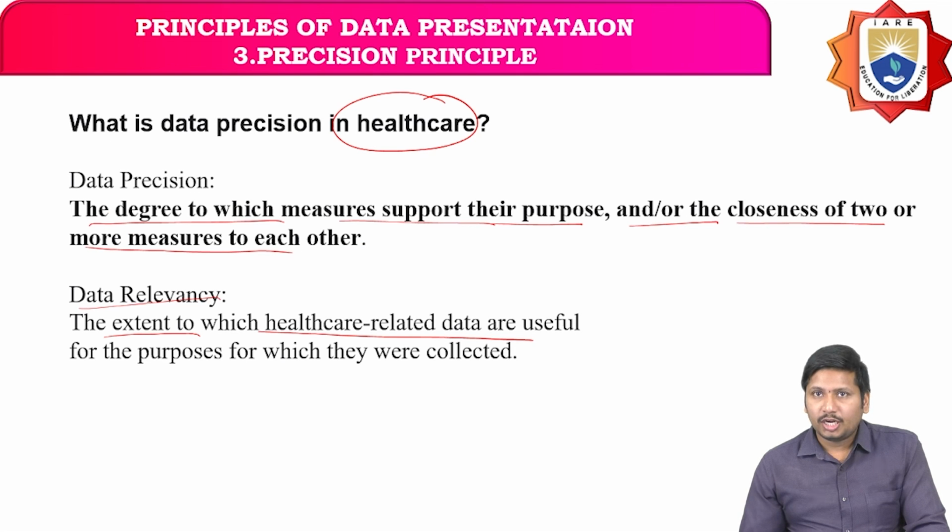And what is data precision in healthcare normally? It is the degree to which the measure supports the purpose, or the closeness of two measurements. And what is data relevance? How much the data relates to healthcare is data relevance. That is the extent to which the healthcare related data are useful for the purpose for which they were collected.